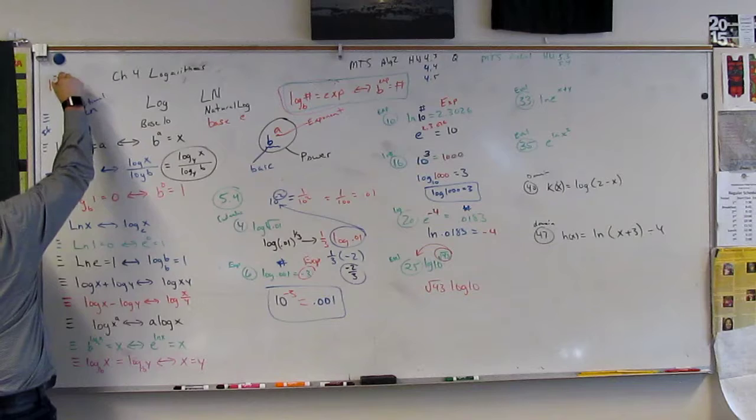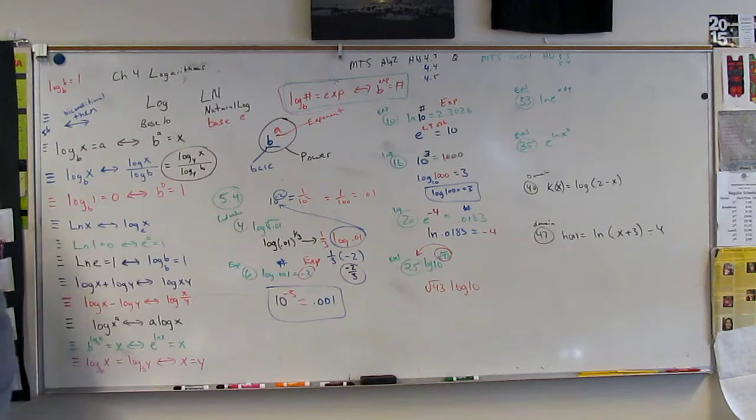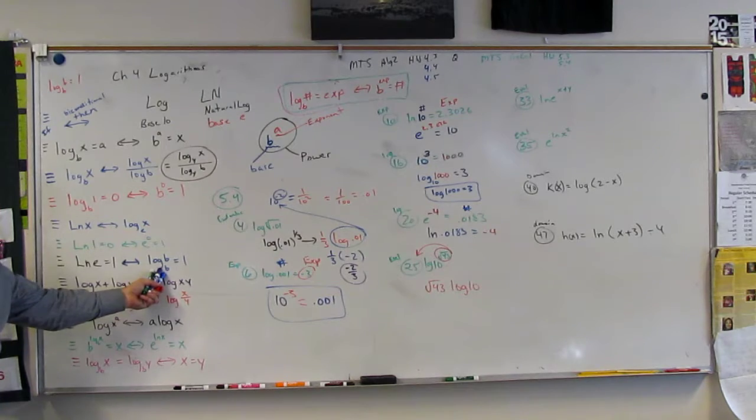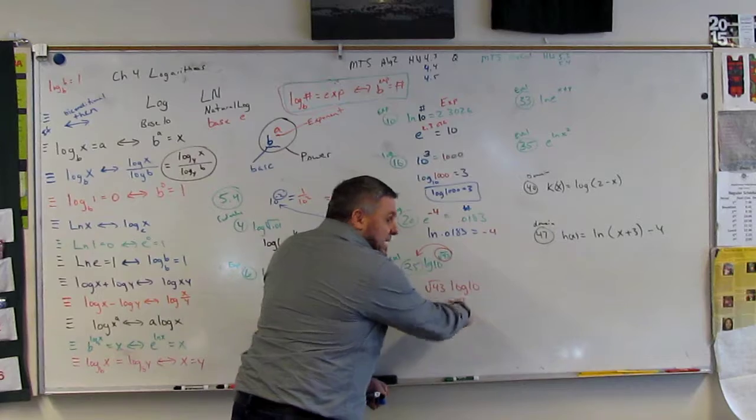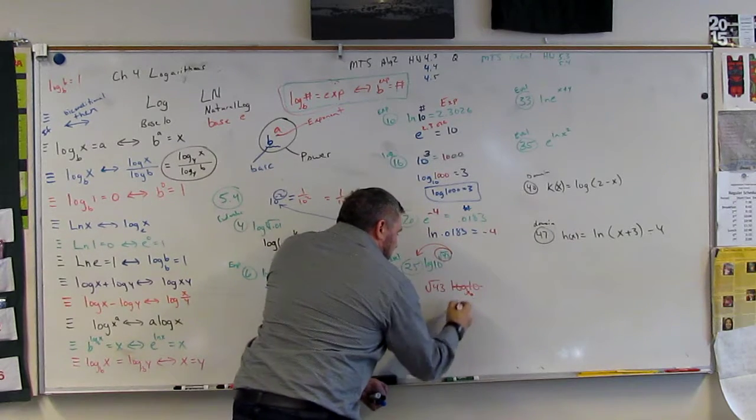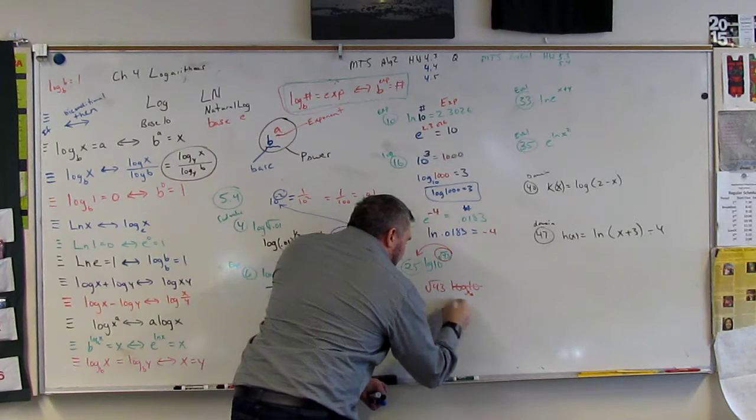Log base B of B is equal to 1. I didn't write that one? Oh, here it is. I was going to say, how did I do it? Okay, it's important. Alright, that means log base 10 of 10 is 1. So that means this is the square root of 43. You're done.